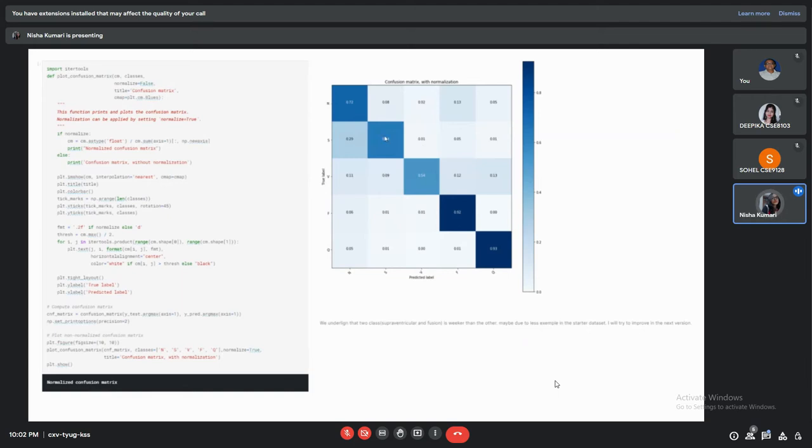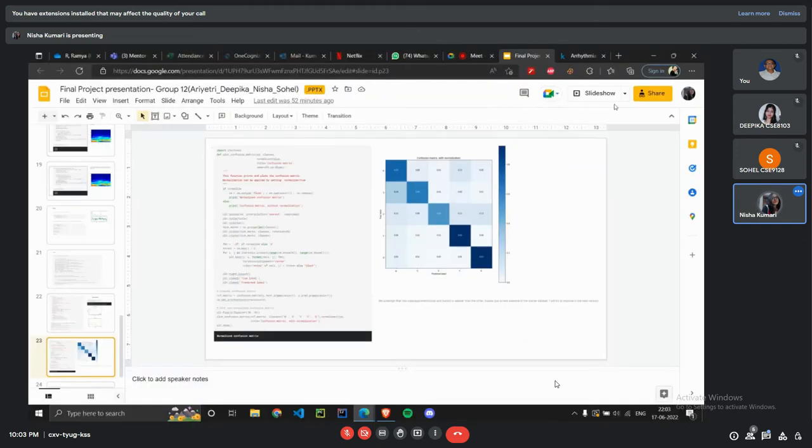So that just means that our model is going in the right path, that is, it is predicting correctly. This is the normalized confusion matrix. We underline that two classes, supraventricular, that is S, and fusion class, are weaker than the others, because maybe in our data set, due to fewer examples, we couldn't train our model for the S and V classes of the rhythms. So now I would like to take you all to the code.